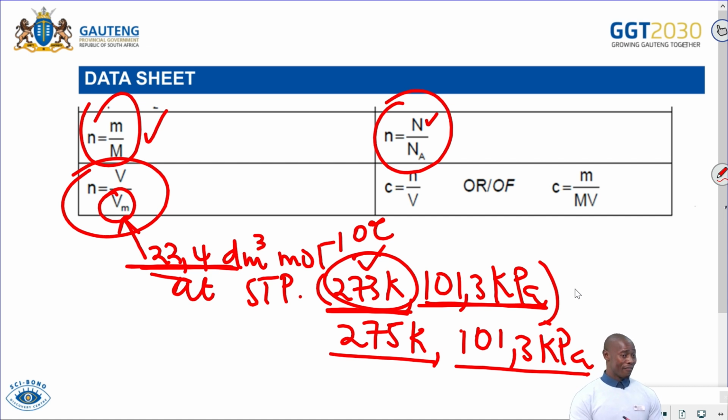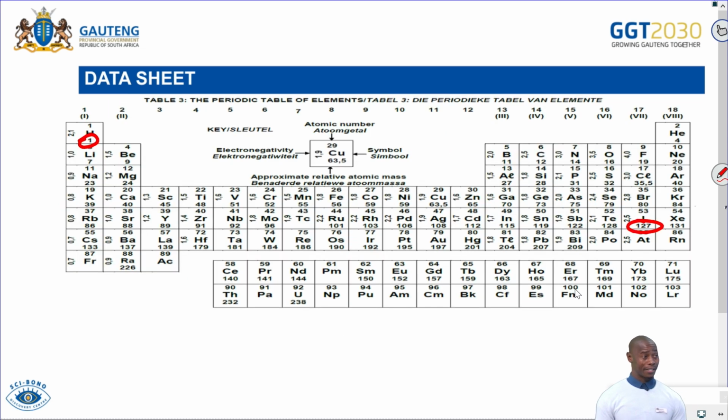That is when Vm becomes 22.4. So what am I trying to say to you? As long as they didn't mention STP, you can't use 22.4. You use 22.4 if they mention that the gas is at STP, standard temperature and pressure. I hope it's making sense, learners.